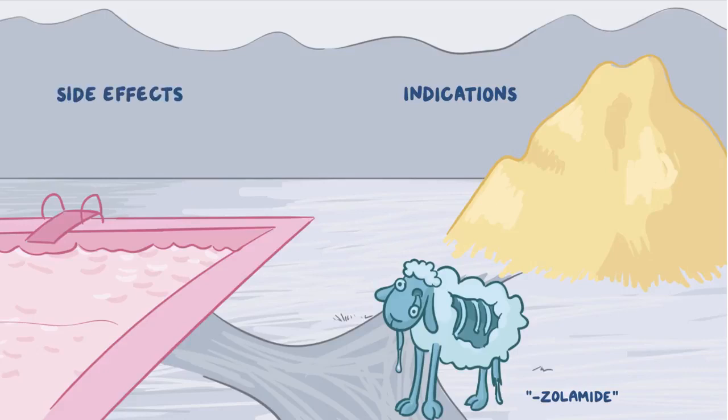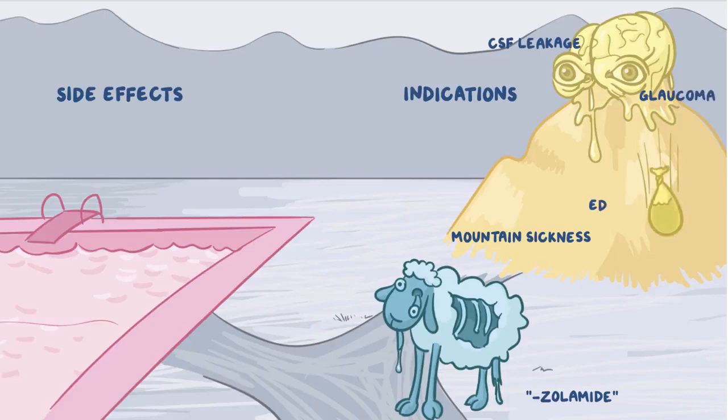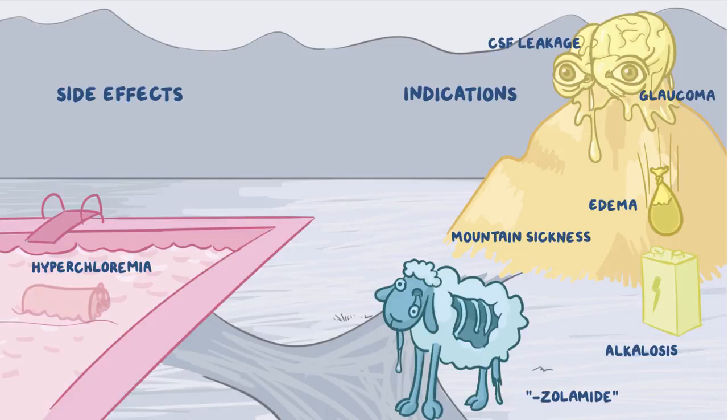For indications, the mountains in the distance represent mountain sickness. On top is a tasty brain, leaking brain juices for CSF leakage. The brain also has a pair of bulging eyeballs for glaucoma. At the bottom of the mountain is a water balloon, representing edema, and it's hitting an alkaline battery, representing alkalosis. Next, for side effects, the pool represents hyperchloremia, and floating in it is a large soda can, representing acidosis.